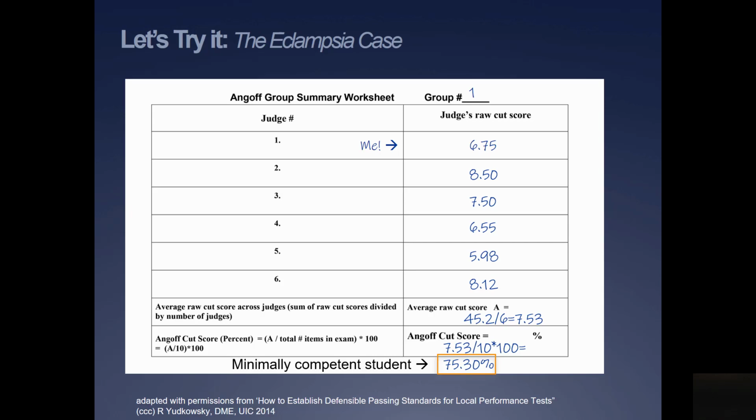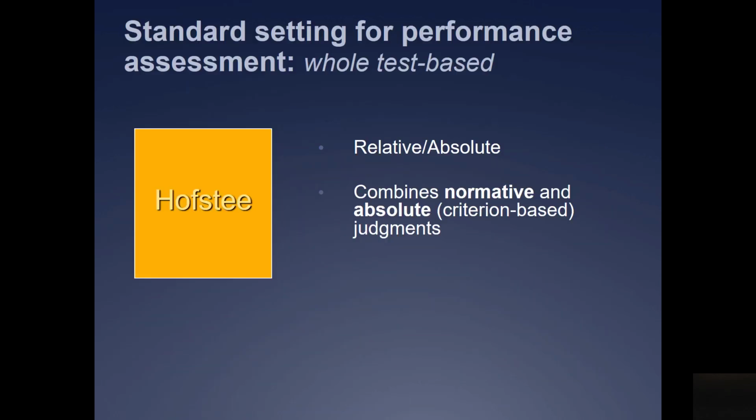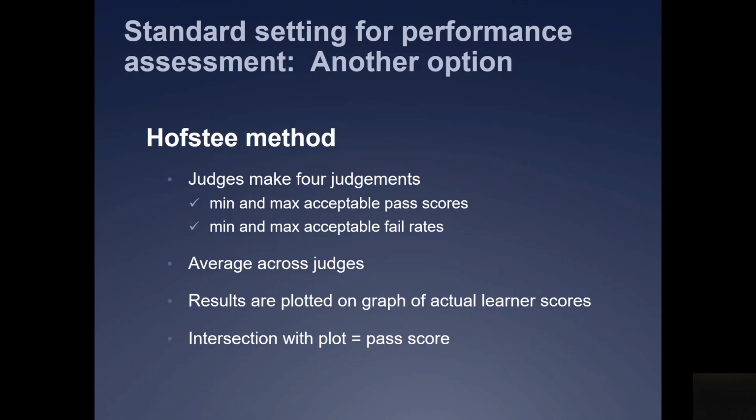But before we move on to the secondary process, I'm going to show you a little bit about the Hofstee process before we talk more about the considerations that apply to both of these processes. Now, as a reminder, the Hofstee is a whole test based. It's absolute, and yet it takes into account existing scores, combines the normative and absolute judgments. And what we're doing, the judges make 4 actual judgments: the minimum and the maximum acceptable passing scores, the minimum and maximum acceptable fail rates. Those are 4 different scores.